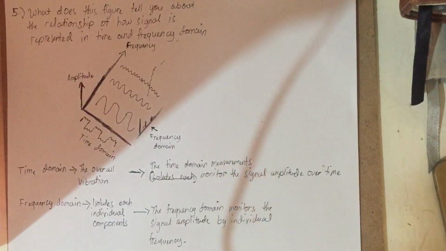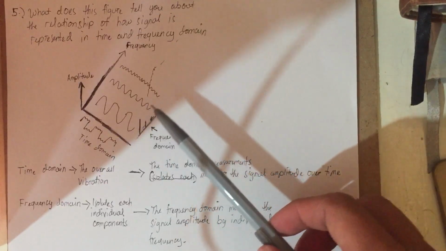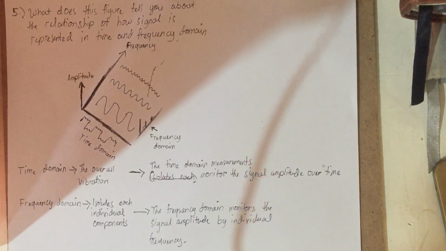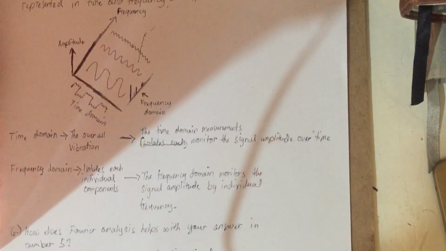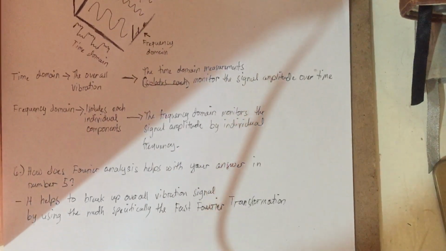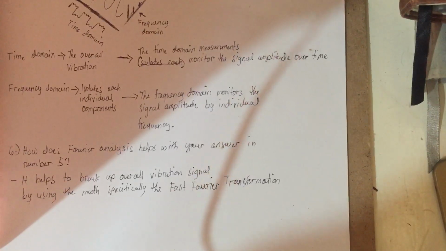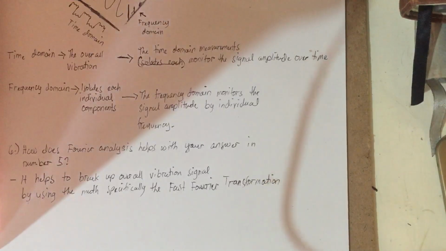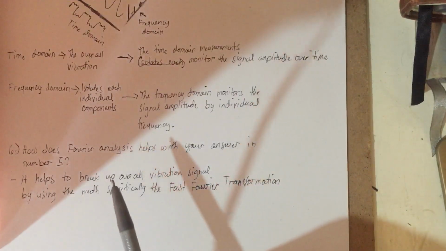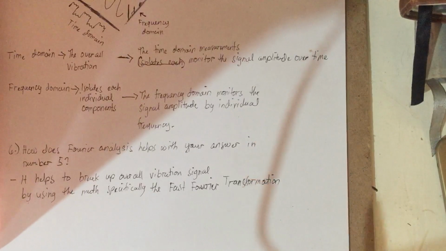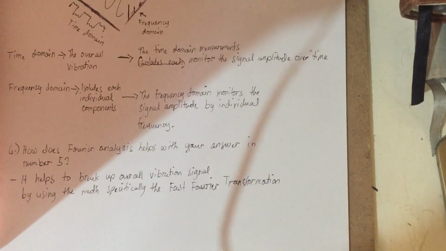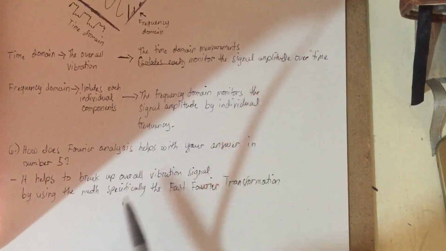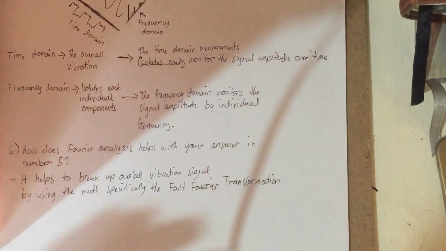So in order to identify that, we need some math calculation, which leads us to our question number 6. How does Fourier analysis help with your answer in number 5? The math calculation we're going to use is the Fourier analysis, specifically the fast Fourier transformation. Why? Because it helps us break up the overall vibration signal by using math.